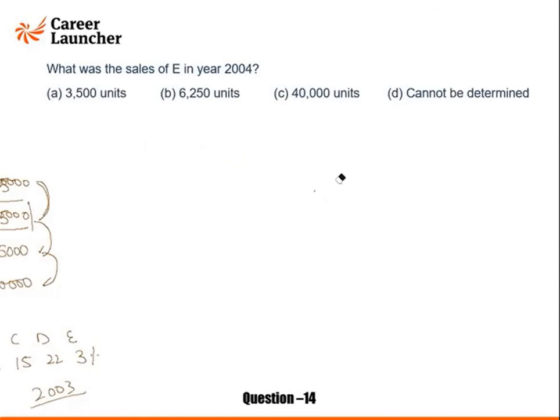It says, what was the sales of E in the year 2004? See, all the data that we have for 2004 is of A sales and B sales. We do not have the percentage market share of anyone. The market share of A, B, C, D, E is for 2003, but not for 2004. So in any case, we will not be able to determine the value of E in 2004. So the answer will be cannot be determined. Now it's the next question.